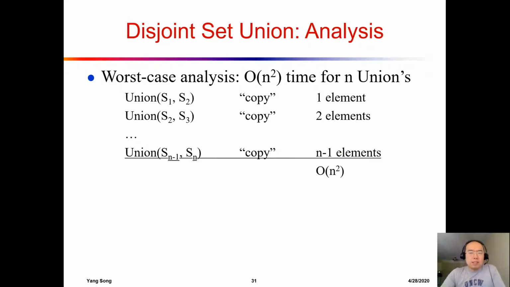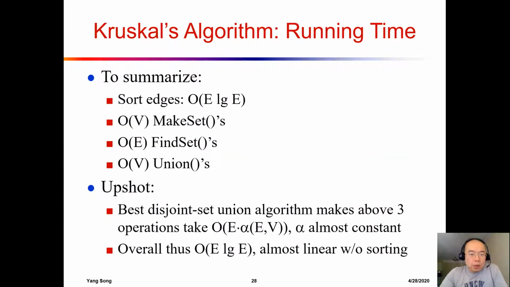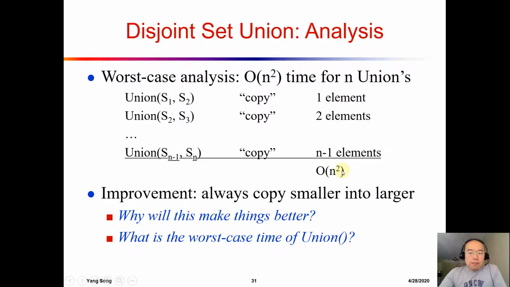So in this case, in the worst case, we are going to do a total of O(n²) copies. Well, O(n²), that's not cool, right? Remember, among those four terms, if we find that O(E log E) is the most significant one, then Kruskal is an O(E log E) algorithm. And if we do O(V) unions like this, that will be an O(V²) algorithm. So it's not so cool. O(n²) is really too high.